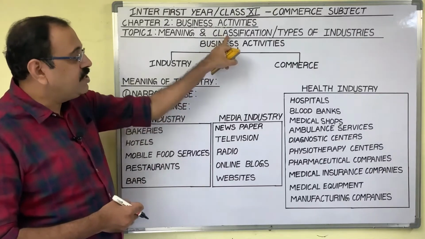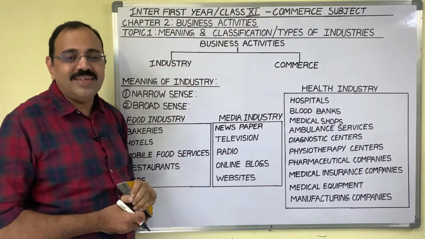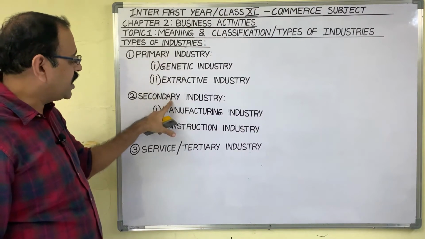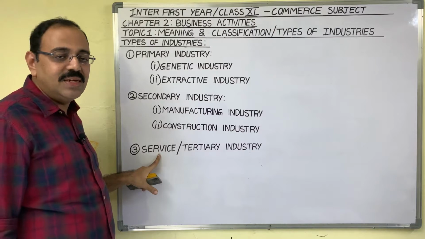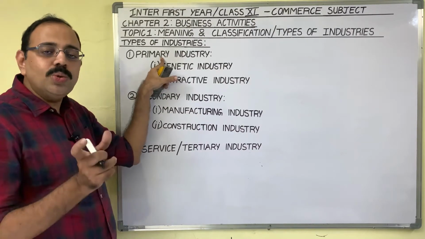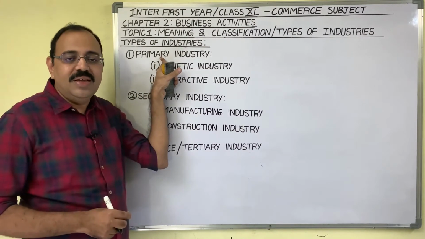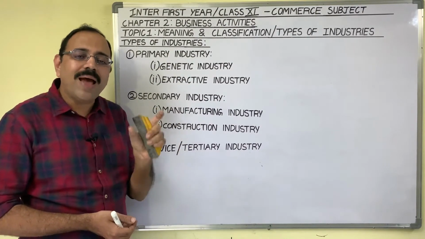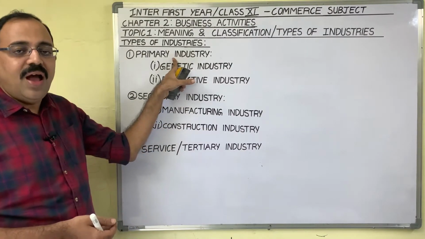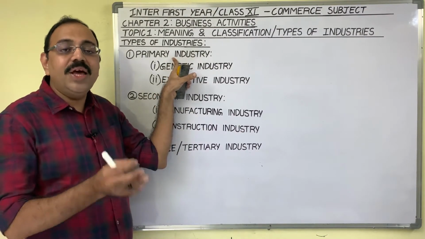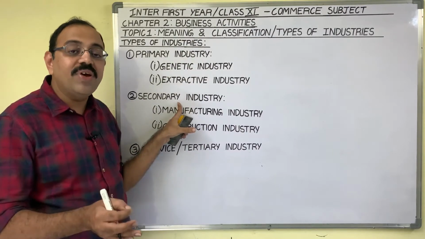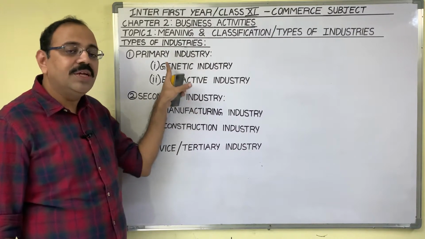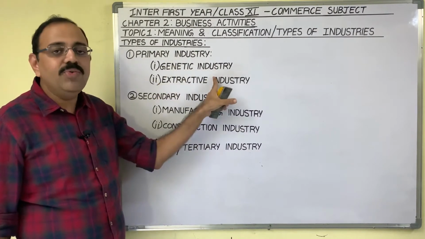Now let us see the classification or types of industries. Industry is classified into three types: primary industry, secondary industry and service industry. In primary industry, goods are manufactured with the help of nature. Man also contributes little to it. Generally, the goods which are manufactured in primary industry are in raw material form and they are used in secondary industry to manufacture the finished goods. Primary industry is again classified into two types: genetic industry and extractive industry.